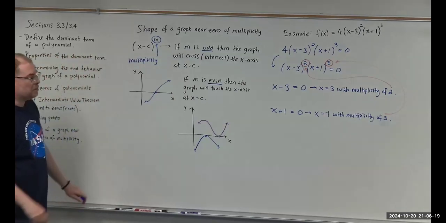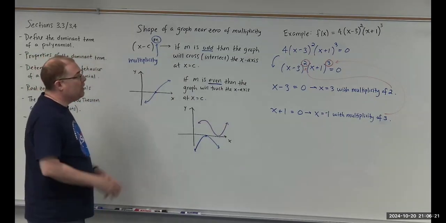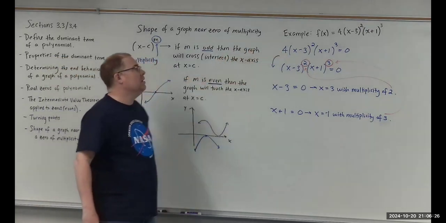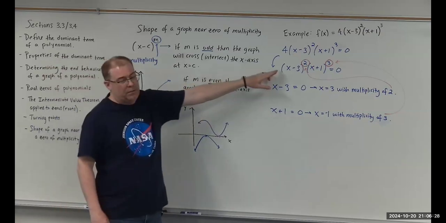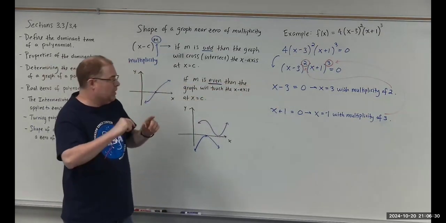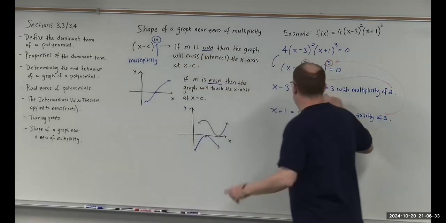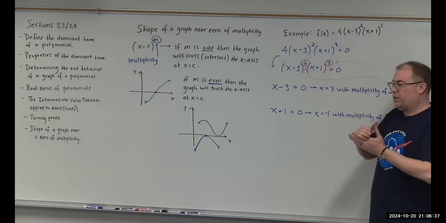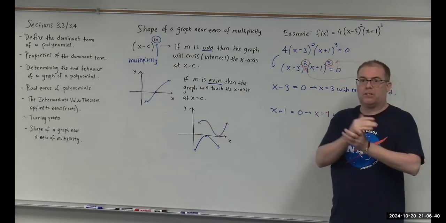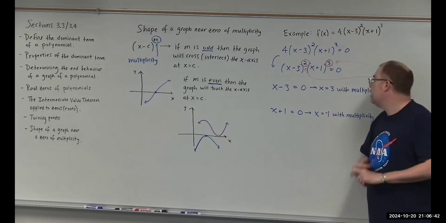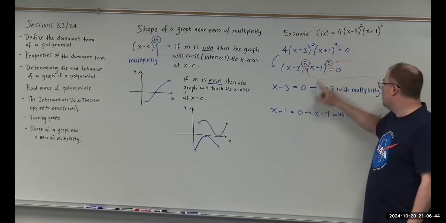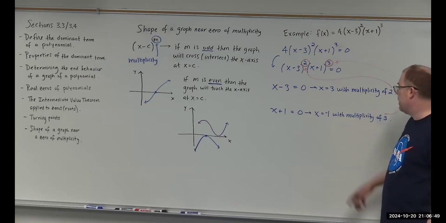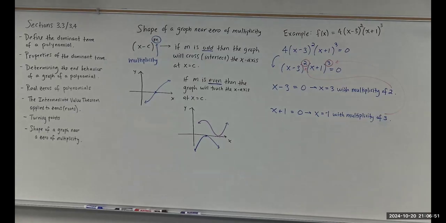Based on this information, if we plot this, because it's even, the graph is going to touch the x-axis at 3, but it's not going to penetrate. It's not going to cross through the x-axis at that point. For the other one, since it's odd, the graph will cross the x-axis at negative 1. Let me bring up the graph here.